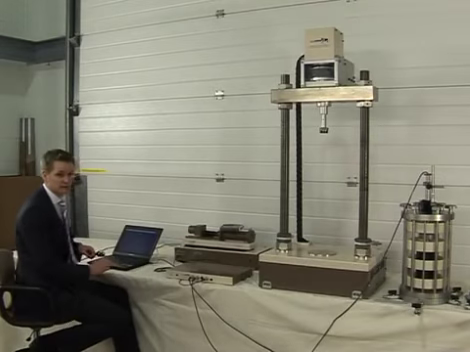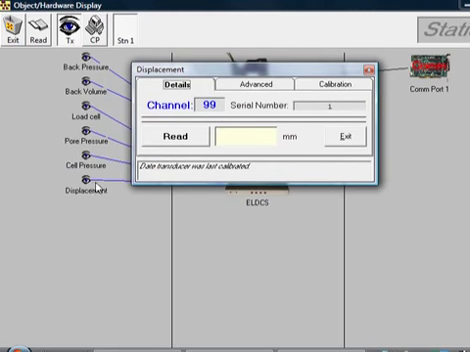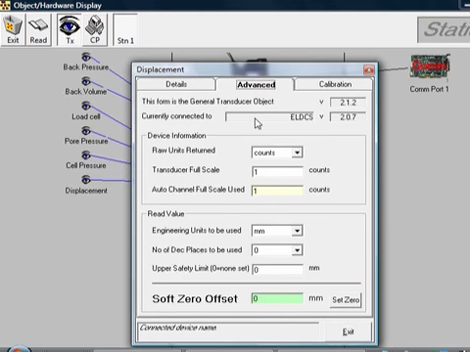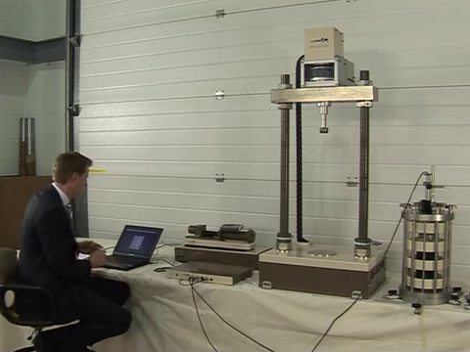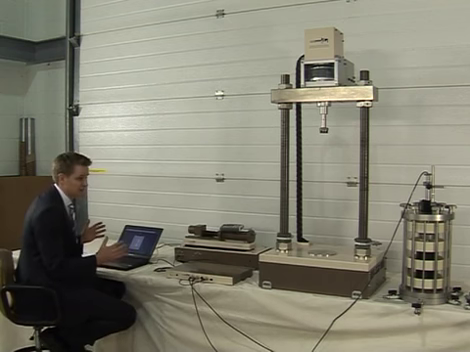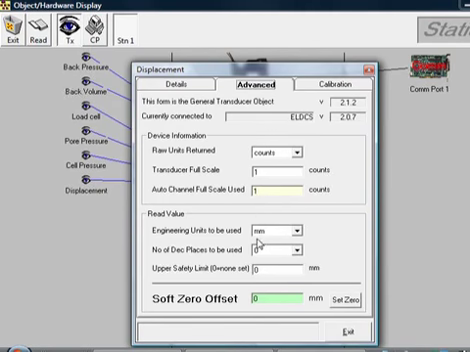The next important transducer to set up is, of course, the displacement measurement. If we go to the Advanced tab on the displacement transducer, we have the information about the encoder. The raw units returned are always counts from the encoder, therefore that's what we see in the software. And the transducer full scale, actually for the encoder, it makes no difference what value we enter here. The engineering units, of course, are millimeters, and the system knows that it's millimeters, so it gives us no other options of what to put.